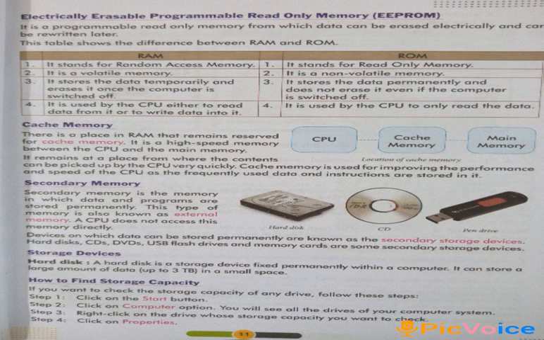RAM: 1. It stands for random access memory. 2. It is a volatile memory. 3. It stores the data temporarily and erases it once the computer is switched off. 4. It is used by the CPU either to read data from it or to write data into it.